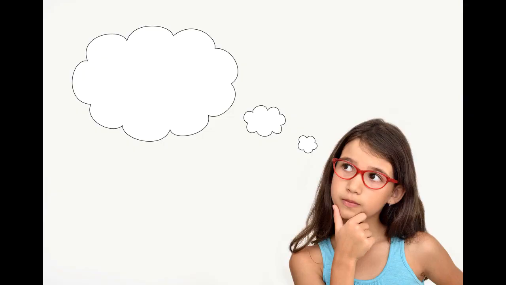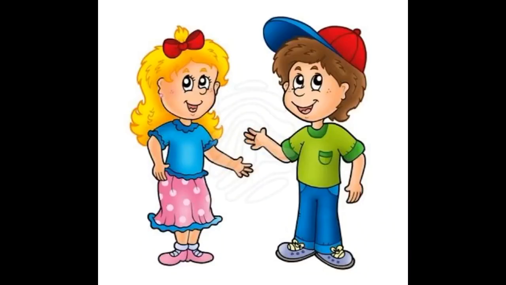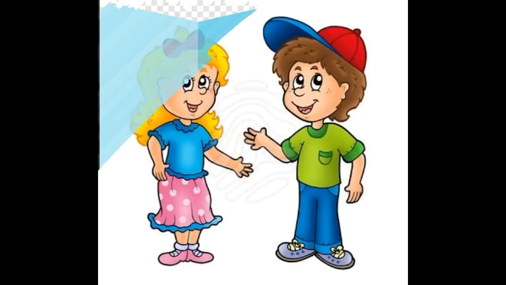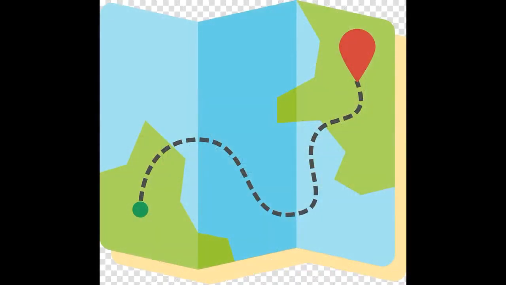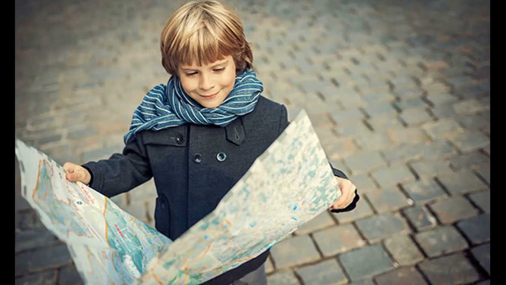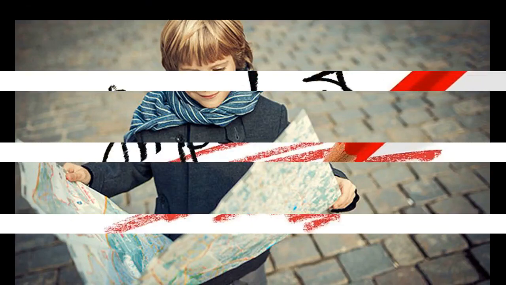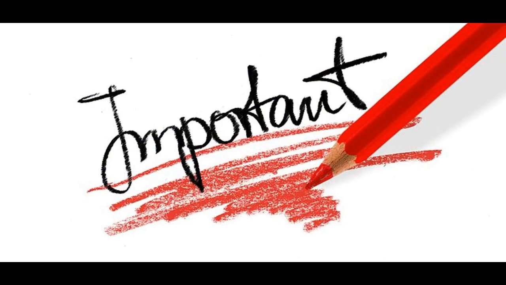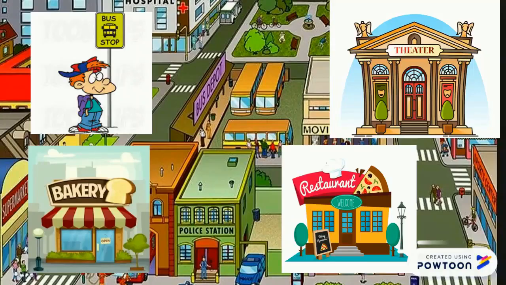Now let's think about this. If someone asks you where your school is located, what will you say? Yes, you will give them the address of your school, isn't it? They will find the address on the map and then reach your school. So Slaters, a map is a drawing of an area which shows the location of different places. It is an important tool for finding different places.